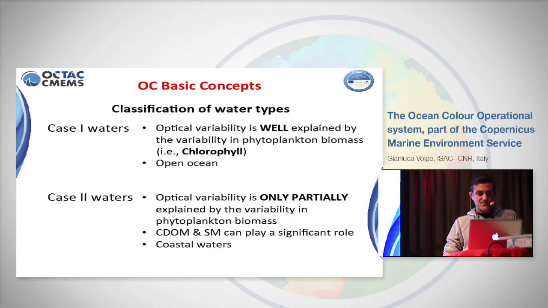So an important concept in ocean color is the difference between case 1 and case 2. Case 1 waters are generally the waters where the optical variability is well explained by the phytoplankton abundance, which is chlorophyll, generally associated with open ocean. Contrary to case 2 waters, where the CDOM and the suspended matter can play a significant role, generally associated with coastal waters, so that the phytoplankton can only partially explain the optical variability.